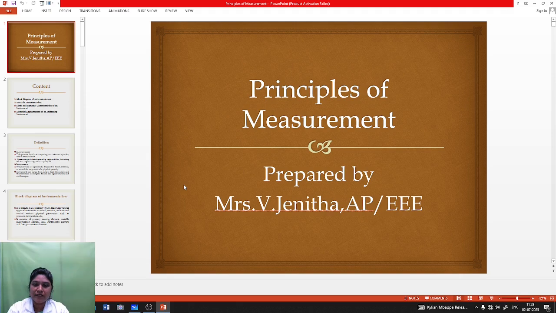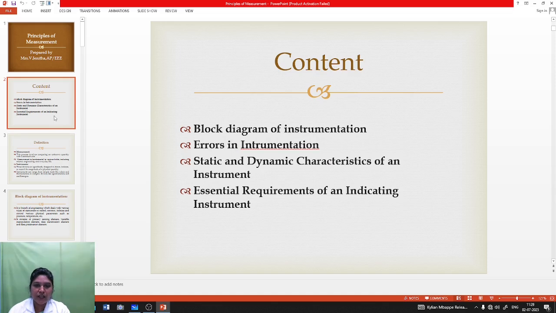Myself Jenitha, Assistant Professor of EEE Department, and in today's session we are going to cover the topics of what is measurement and instrumentation, the block diagram of the instrumentation, errors in instrumentation, static and dynamic characteristics of instrument, and essential requirements of an indicating instrument.